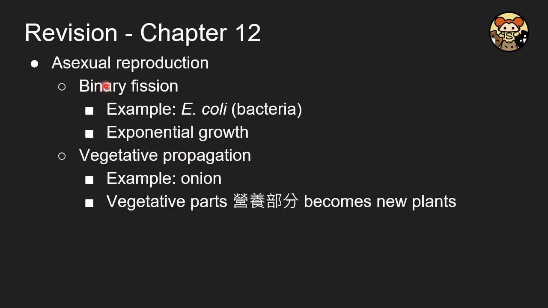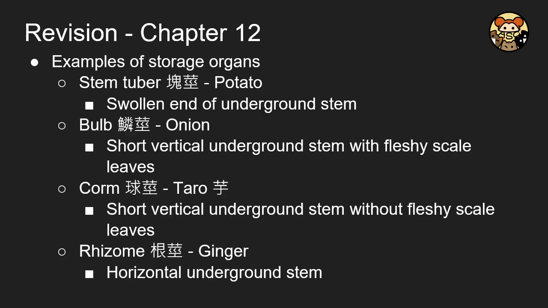As for asexual reproduction, there are two examples, that is binary fission and vegetative propagation. For binary fission, remember the example E. coli, which is a kind of bacteria, and it will result in exponential growth. While for vegetative propagation, usually we will use onion, ginger, or other plants, and they will use a vegetative part of the plant to become a new plant.